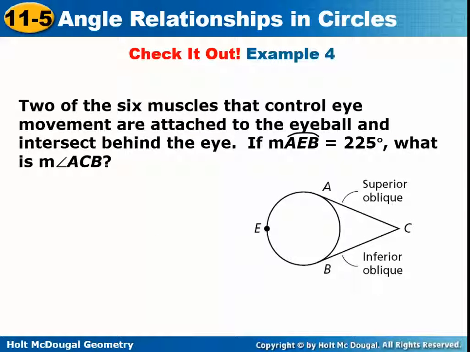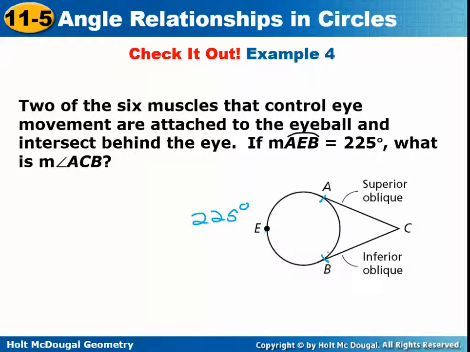Here's an example with an eyeball. It says 2 of the 6 muscles that control eye movement are attached to the eyeball and intersect behind the eye. If the measure of arc AEB is 225. Okay, this is an interesting one because this one shows what you have if you have 2 tangents. We don't have enough information, do we? If this is 225, how do we subtract the smaller one?